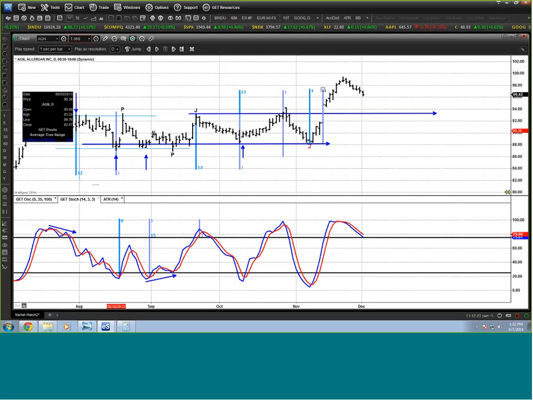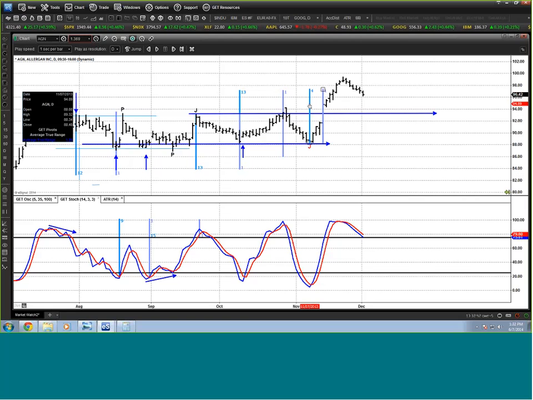I'm averaging them all out, okay? Between where the stochastic went above 75 and where it went below 25, I'm averaging all of these things out. And then right here, we had a 4-bar move. That tells you the market's expanding. We took out the previous high. We've expanded, okay?